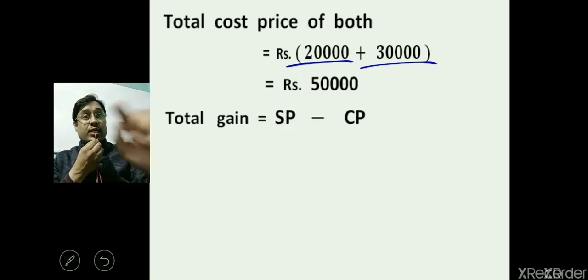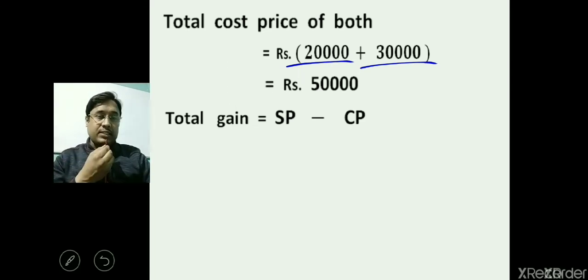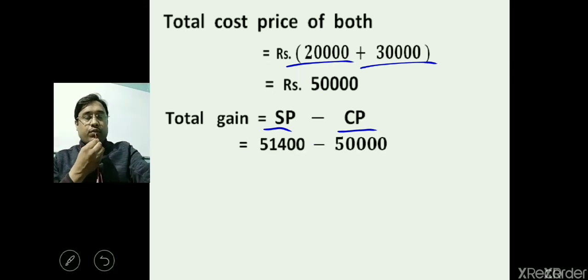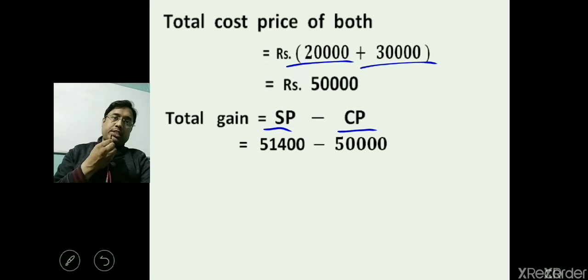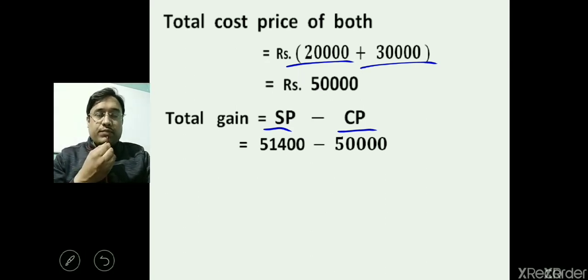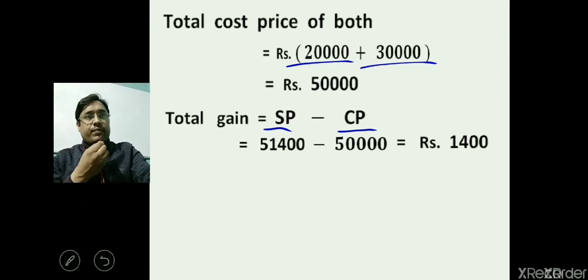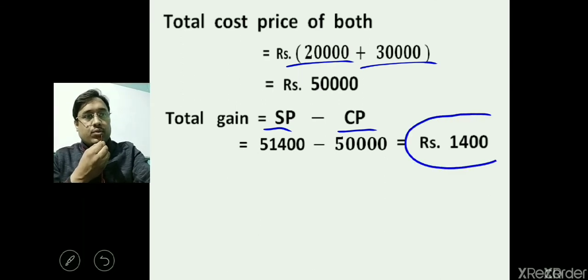So you will write the total gain, that means the gain on the whole transaction, on both the washing machine and the television. What is the gain? That is the total selling price minus the total cost price. So you will subtract the total cost price from the total selling price, that means 51,400 minus 50,000, it is 1,400. It is the total gain on both things. 1,400 is the total gain.